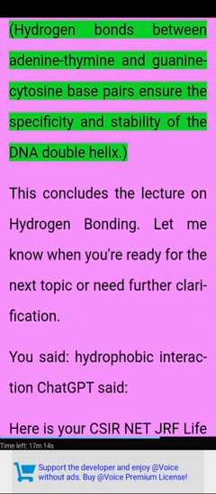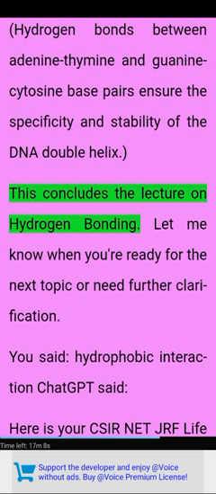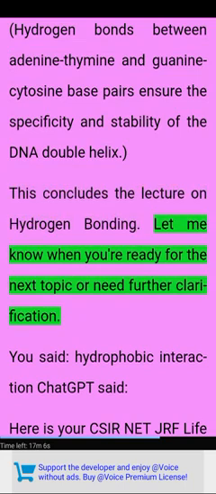Hydrogen bonds between adenine, thymine, and guanine cytosine base pairs ensure the specificity and stability of the DNA double helix. This concludes the lecture on hydrogen bonding. Let me know when you're ready for the next topic or need further clarification.